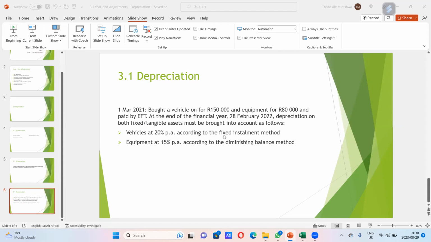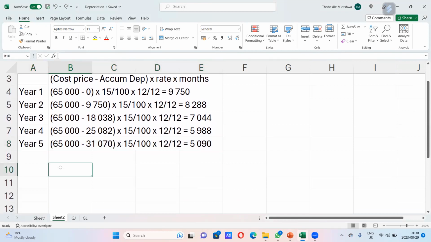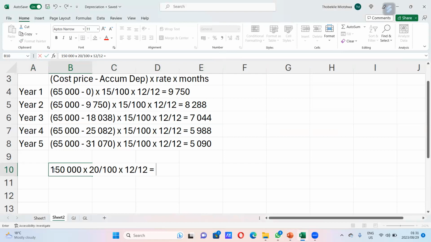So let's start with vehicles. It's easy. Remember, I told you vehicles are easy. I'm going to use the same spreadsheet. The cost price method is going to be 450,000 because that is the cost of the vehicle, times 20 over 100 because that is the rate, times 12 over 12 because it was bought at the beginning of the month. So what is the answer for that one? Let's see if I have it worked out so that we don't spend too much time. The answer will be 30,000.